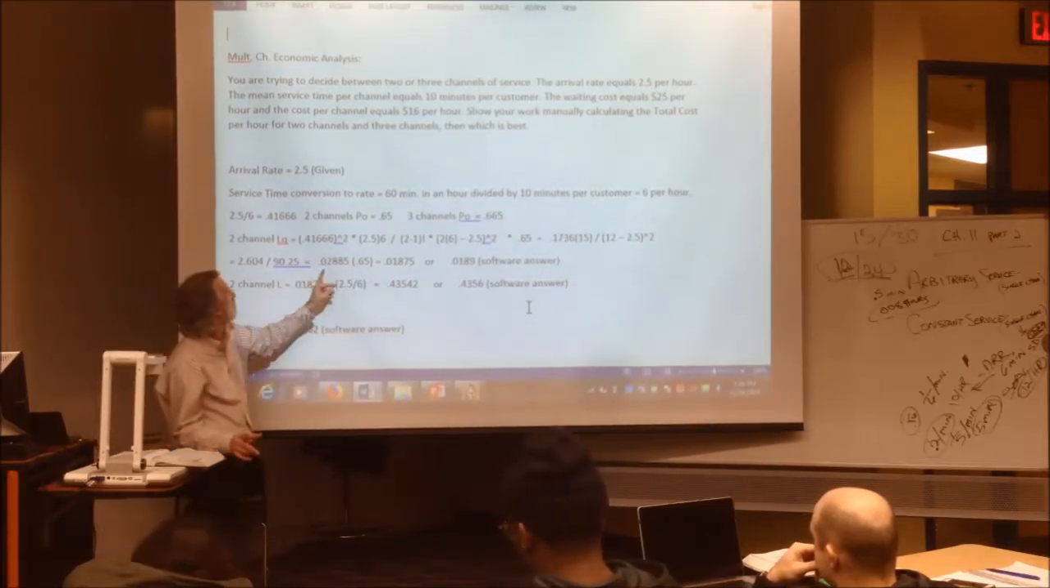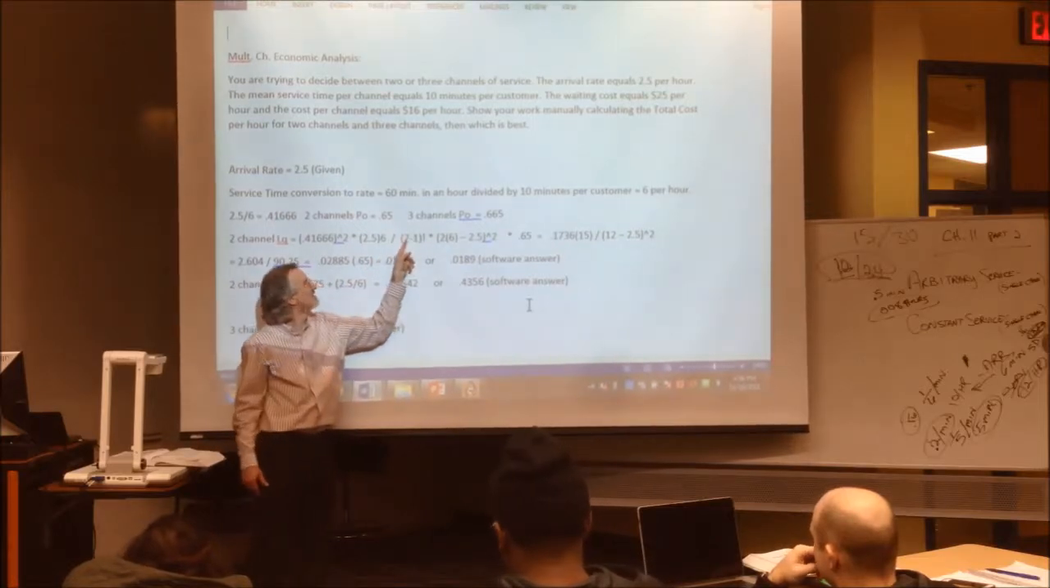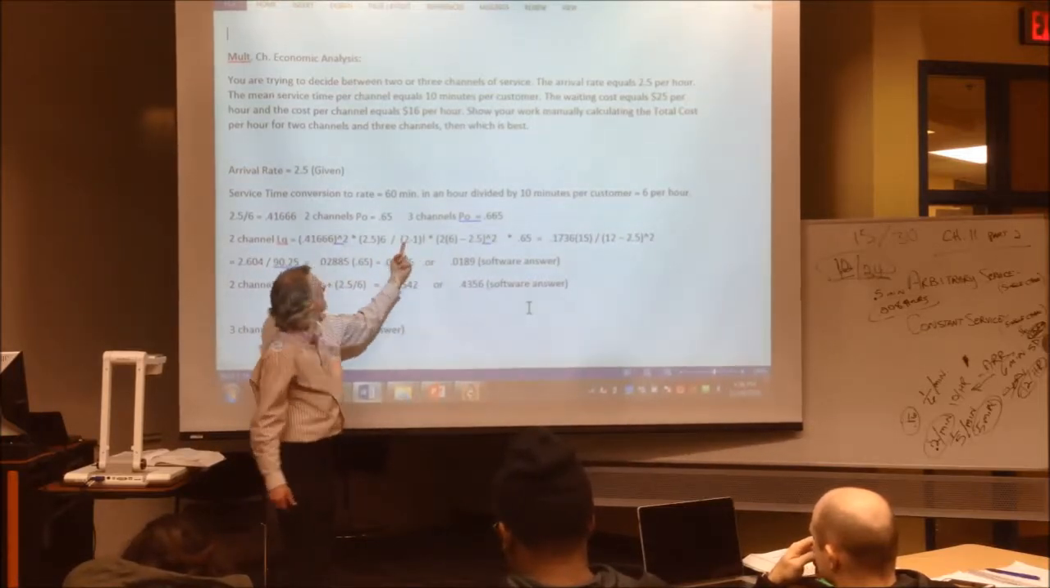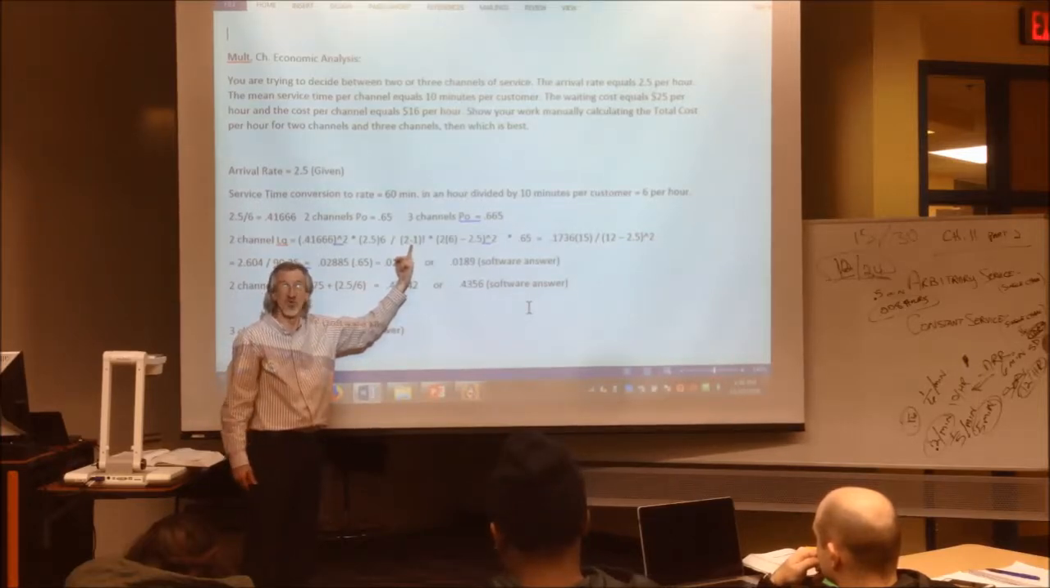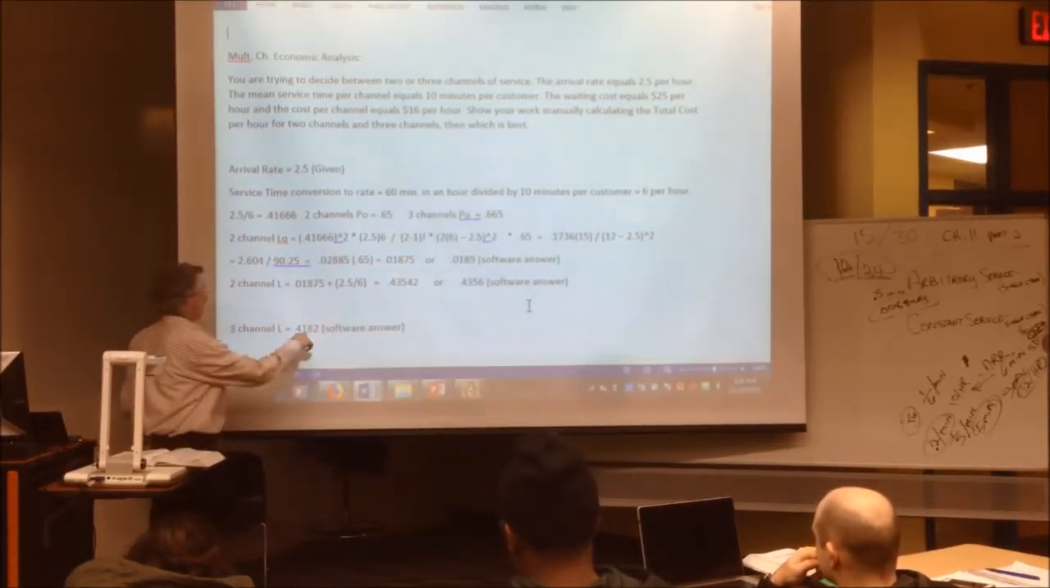Oh, I forgot there was one more change. Right here. This would be 3 minus 1 factorial. There's the big change. I forgot about that one, because there's 3 channels now instead of 2. So 3 minus 1 is 2. 2 factorial, 2 times 1 is 2. So that's what makes this so different.